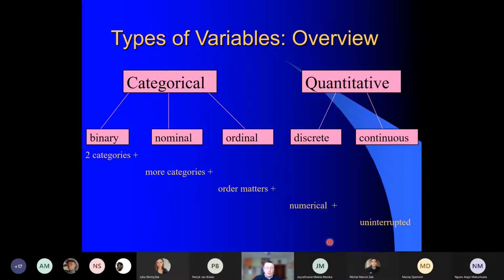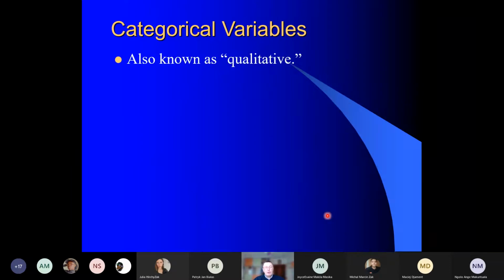Let's move on. The difference: binary from nominal gives a difference by categories, ordinal adds some extra meaning, and numerical and continuous variables, discrete and continuous variables, differ in that one is numerical and the other is interrupted. But in fact, practically we deal with discrete values every time, because once we want to make some analysis, we should fix some value and it becomes numerical and discrete.